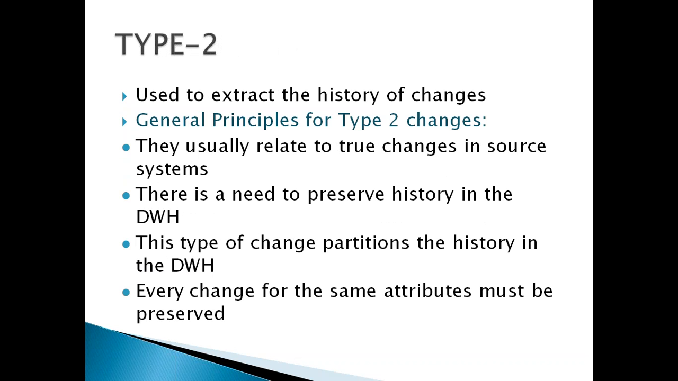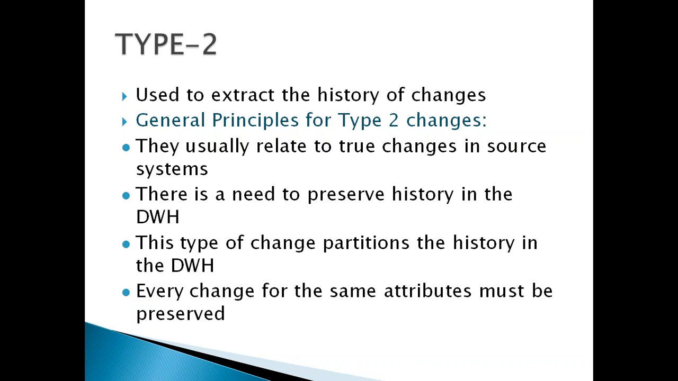Okay. Now coming to your type 2 SCD. Your type 2 SCD is important among all the types because it maintains the full history. Let's see how it maintains the full history. Type 2 is used to track the history of changes, and they usually relate to the true changes in the source system. They do not relate to any errors or warnings that you get. They are related to the true changes. If there is really a change in the data, then you go for your type 2.